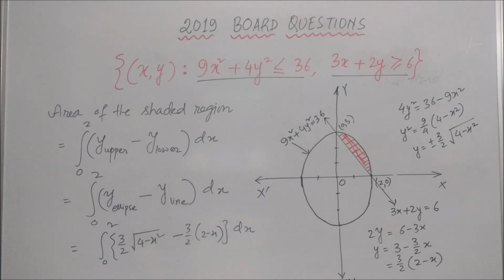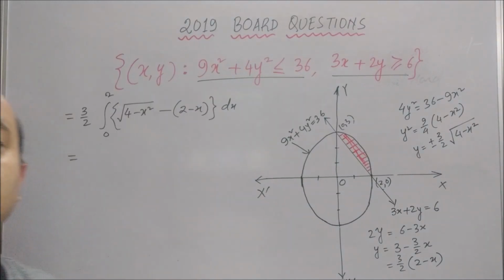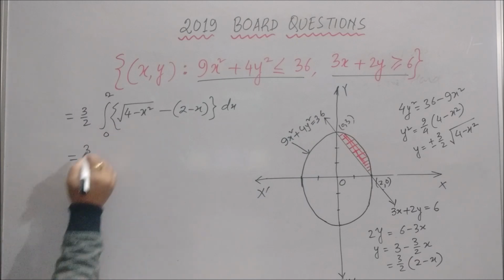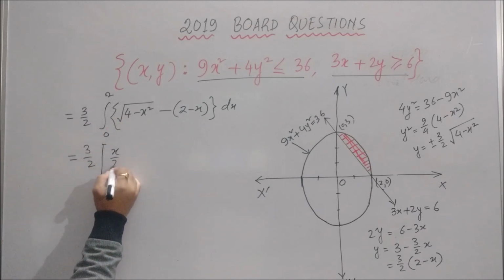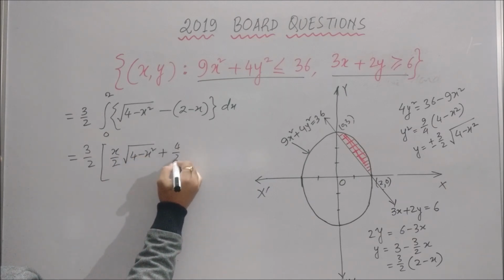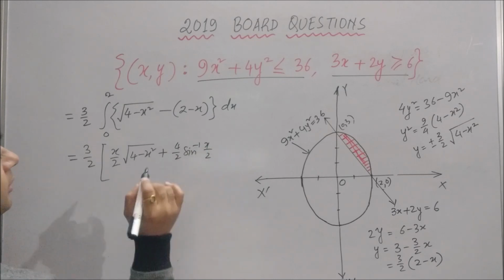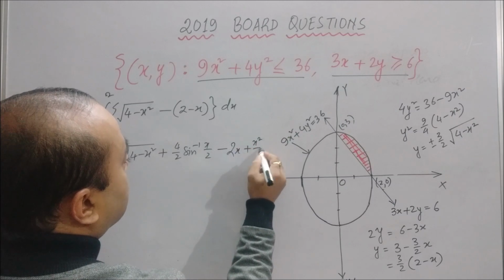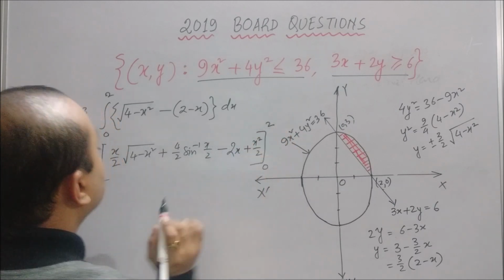So this is the expression of integration. Now for the first part, we have to use the integration formula, and the second part, direct integration, will come. So the next step will be this one, 3 by 2 common and integration part remains. For this part we will write down x by 2 square root of 4 minus x square plus 4 by 2 sin inverse x by 2 minus integration of 2x plus x square by 2 going from 0 to 2.